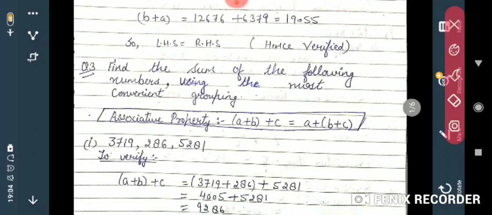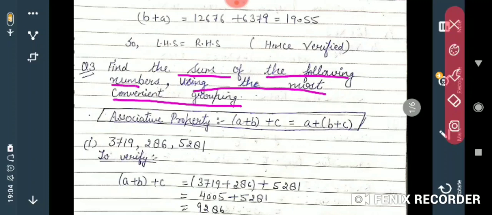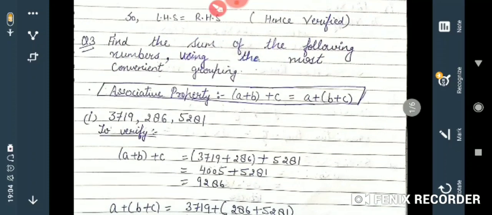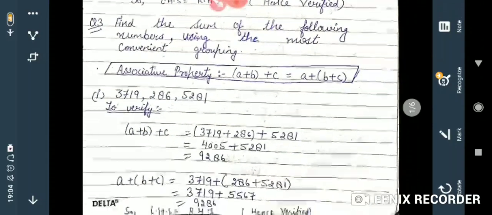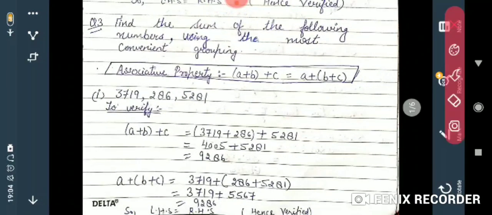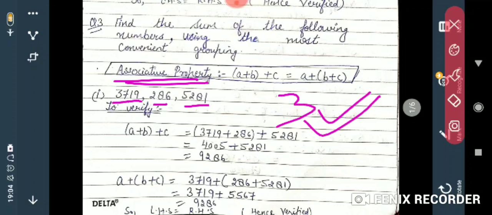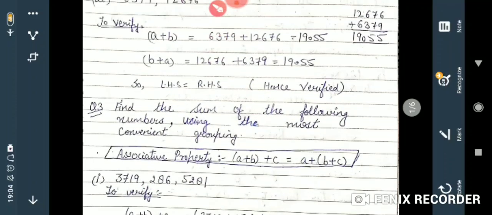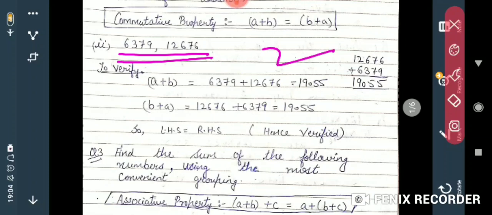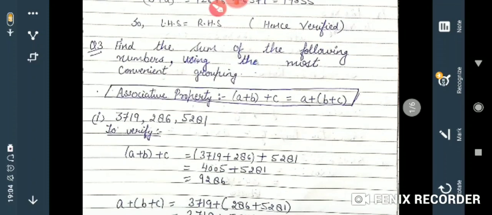Next, find the question number 3. Find the sum of the following numbers using the most convenient grouping. So you have to make the group and you have to add the following. So just see. Associative property. First just see the question. 3719, 286, 5281. How many numbers are there? 3. So when you have to add 3 numbers, which property do you use? Associative property. And when you have to add 2 numbers, which property do you use? Commutative property. Understood? So let's begin.